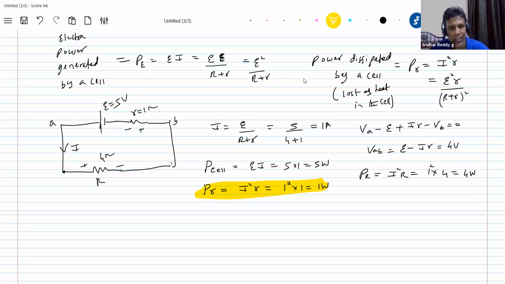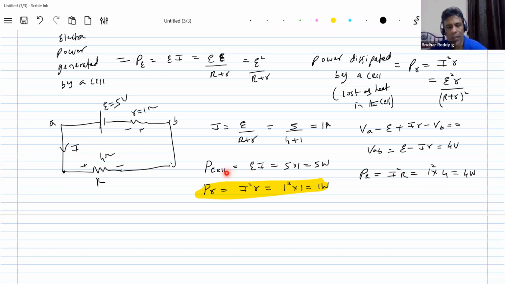If small r is less, if it is some 0.1 ohm, if this internal resistance is 0.1 ohm, then this I squared r will be less, no? This will be less. Then more power will be made available to the external circuit. So therefore, this is the power generated by the cell, power dissipated by the cell. This is the power available across the circuit.